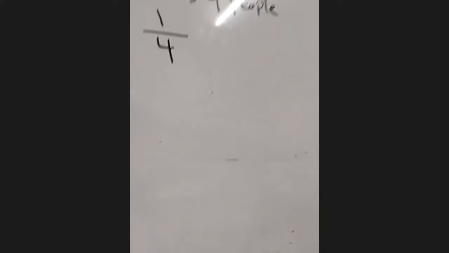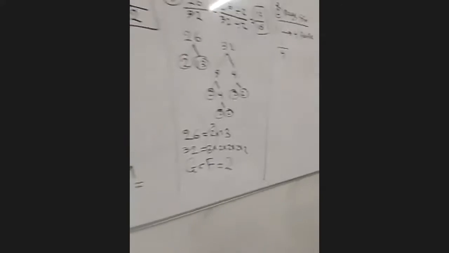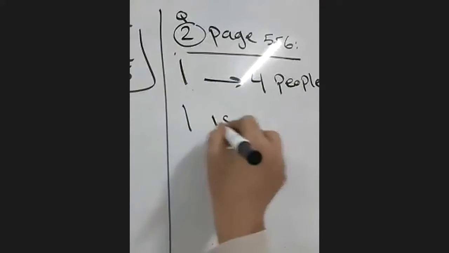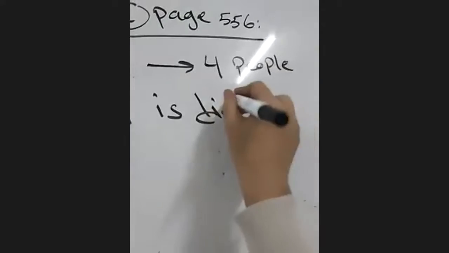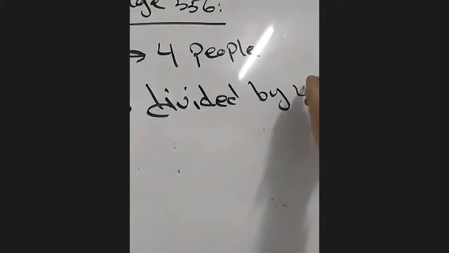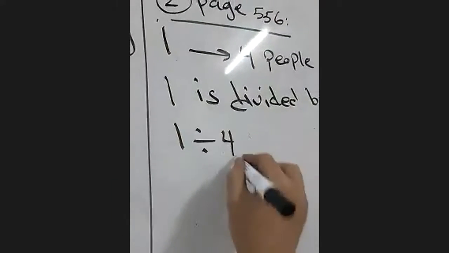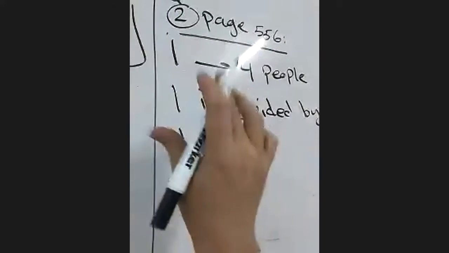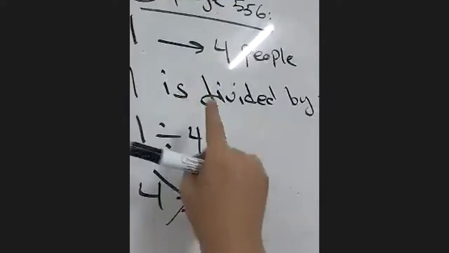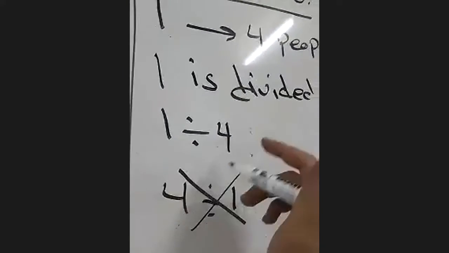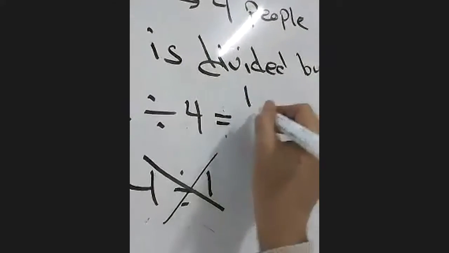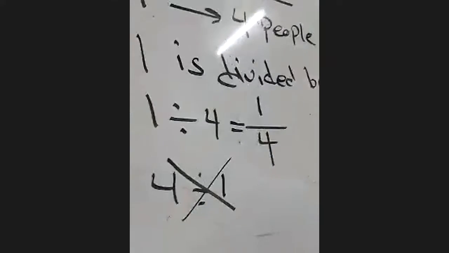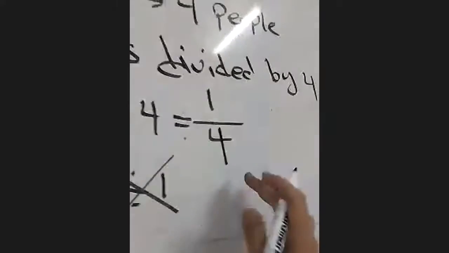So the question here, they said 1 is divided by 4. 1 is what? Divided by 4. They said 1 is divided by 4 people. 1 is divided by 4, not 4 divided by 1. No. Follow the question. The question said 1 is divided by 4. So 1 divided by 4, we can write it as a fraction. 1 over what? 4. So each one will get 1 over 4 what?